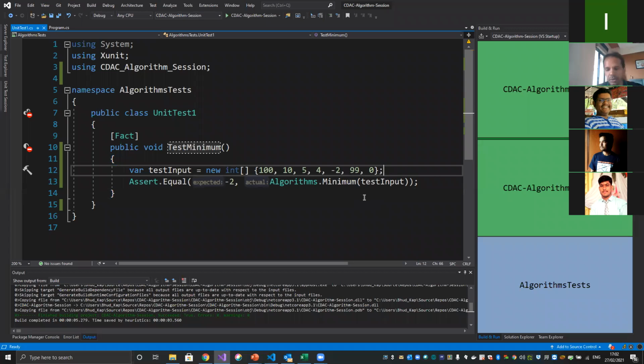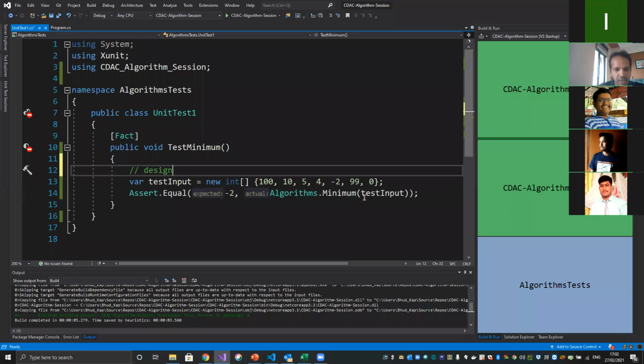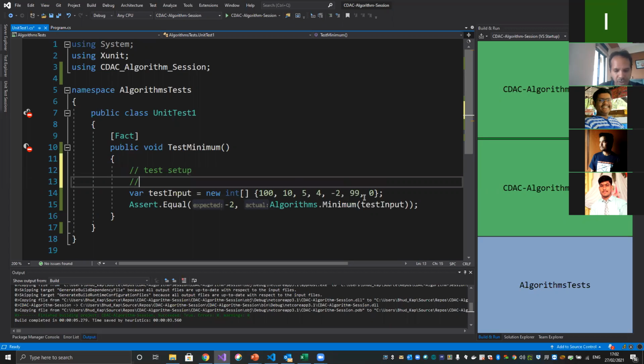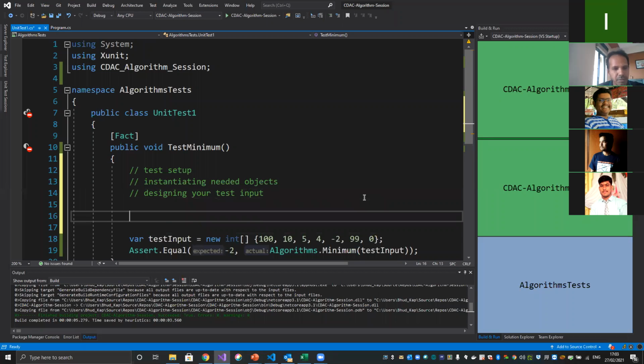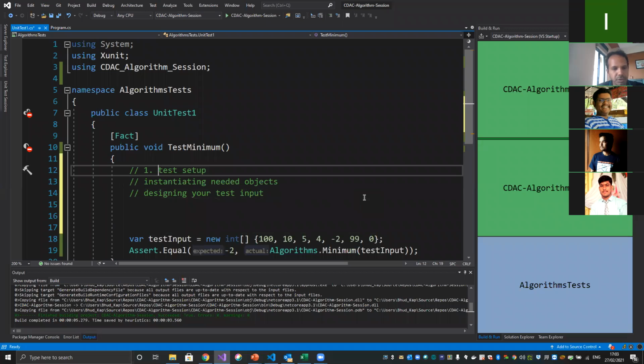So when you're thinking of a test, there are 3 phases. The first phase is designing, and we call it the test setup. What does that involve? It involves instantiating needed objects and designing your test input. That's the first phase, test setup. So this is what basically I've done here.